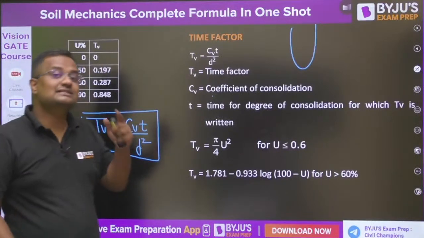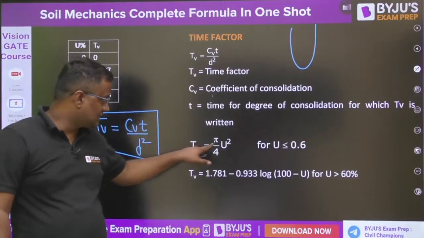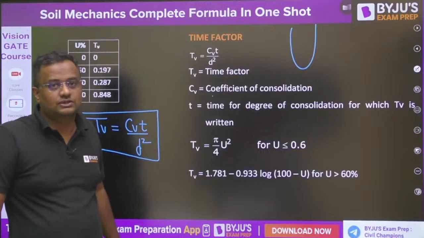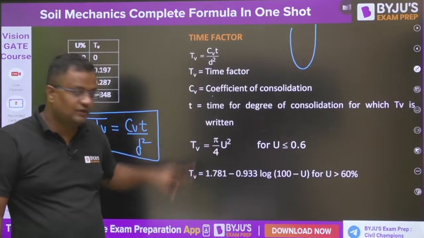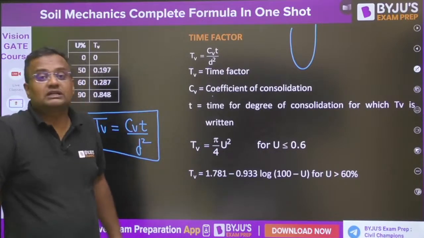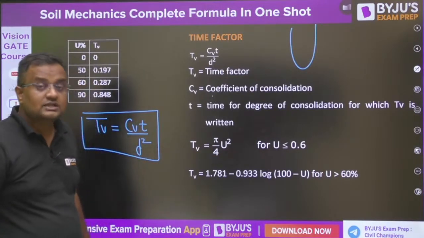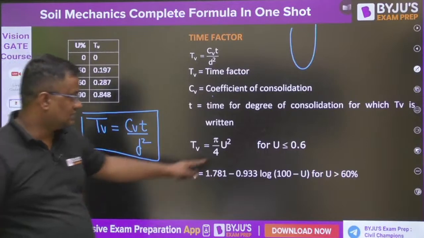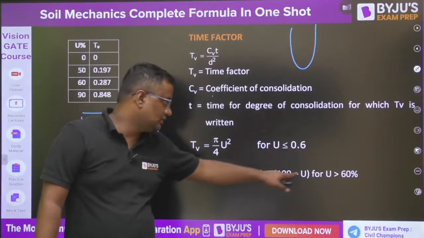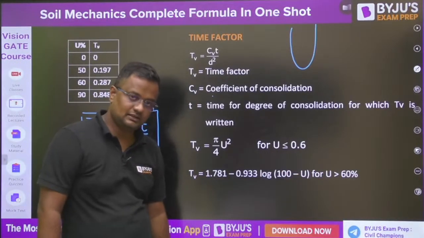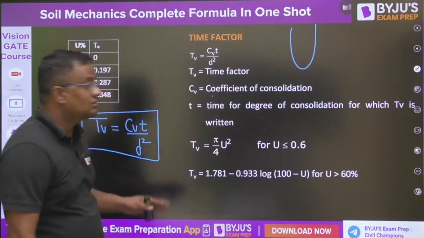So for less than 60% consolidation, TV is calculated from here. Suppose 50% consolidation, so TV is pi by 4 into 0.5 square. Suppose 40% consolidation, so TV is pi by 4 into 0.4 square. Suppose it is 80% consolidation, more than 60, so TV is from this formula, putting U equal to 80 here, 100 minus 80. So TV depends on degree of consolidation.